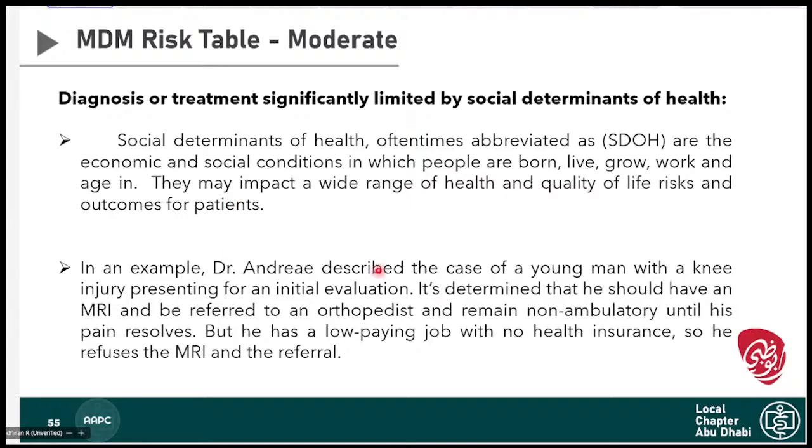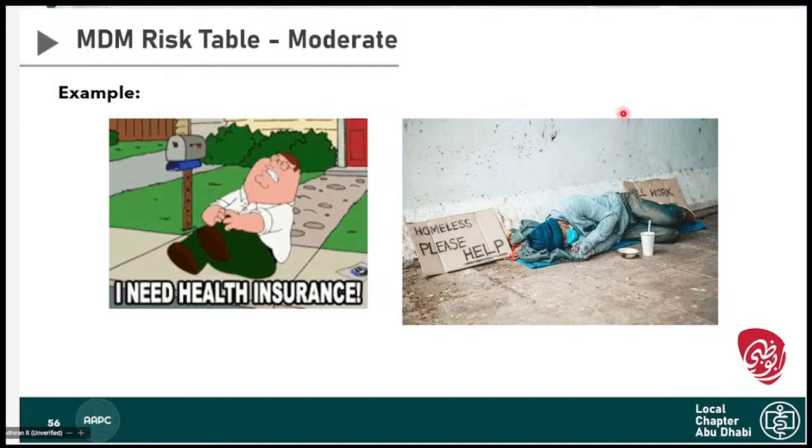For example, Dr. Andre described the case of a young man with a knee injury presenting for an initial evaluation. It is determined that he should have an MRI, be referred to an orthopedist, and remain non-ambulatory until his pain resolves. But he has a low-paying job with no health insurance. So the patient refuses both the MRI and the referral. Here, a low-paying job with no health insurance can also be considered a social determinants of health status. These are the SDOH conditions the provider needs to document. Then only can we consider them. Here are the examples: homelessness, no health insurance, illiteracy, and living alone can also be considered.